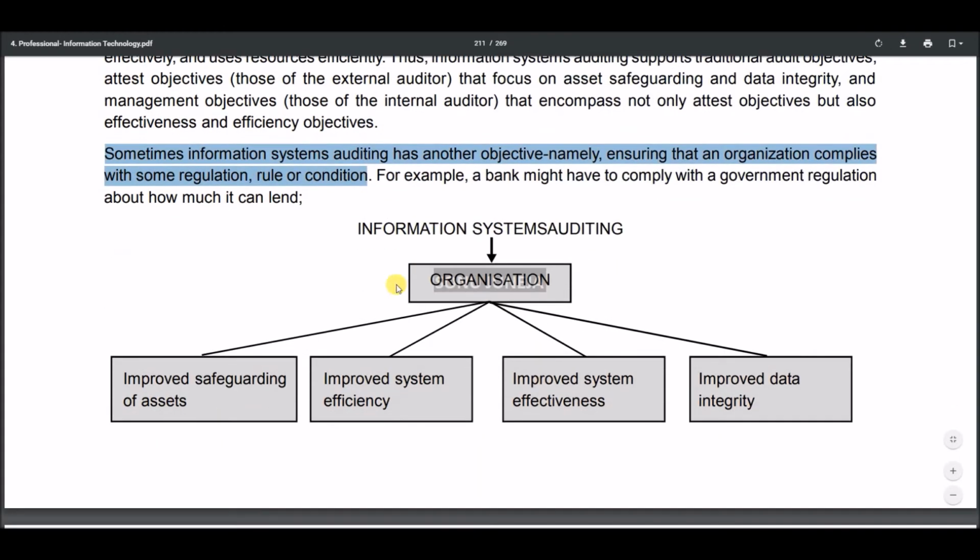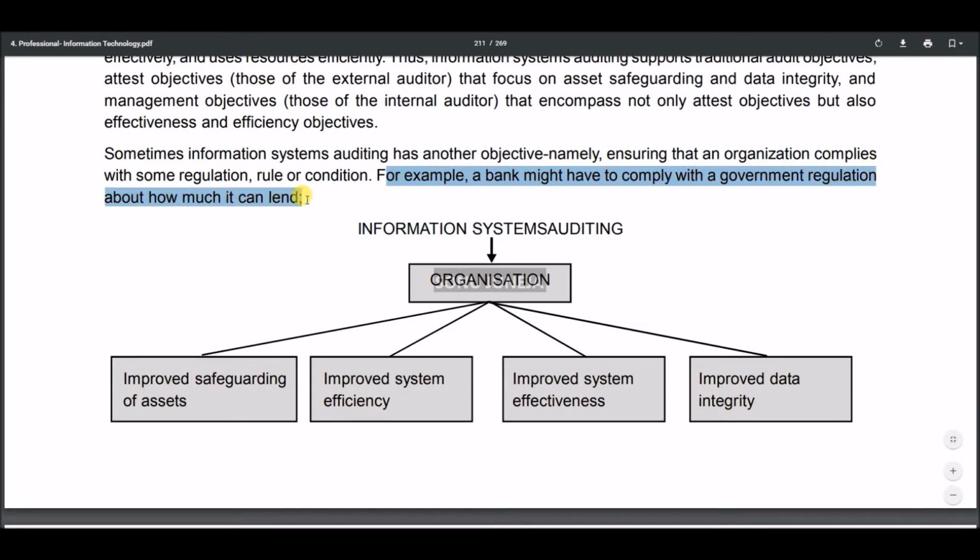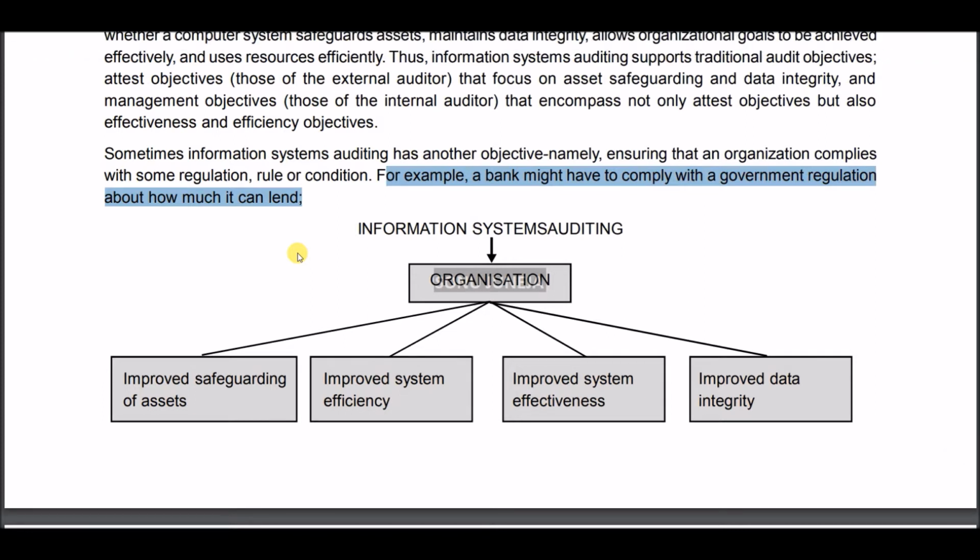For example, a bank might have to comply with the government regulation about how much it can lend. Most of us are involved in banking systems, be it a demat account, savings account, bank transfer, NEFT, ECS. These are the ways you are using information technology. So there needs to be a check on each and every sort of system where there is a role of information technology, be it even placing an order on Flipkart.